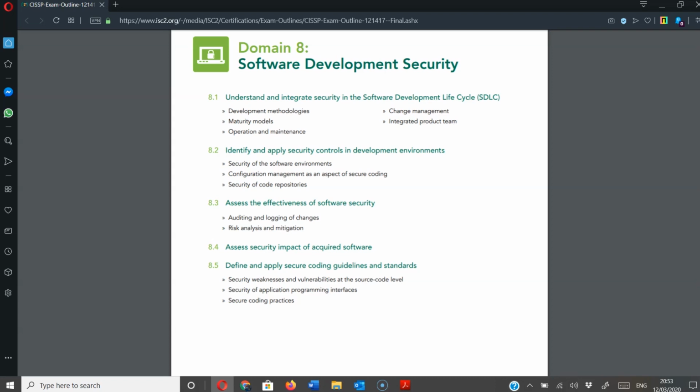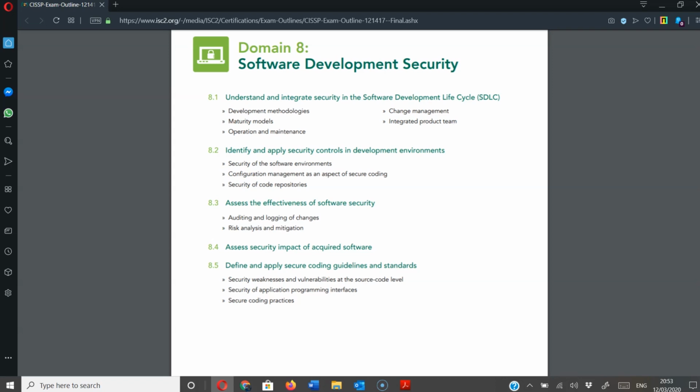So you're looking at the security of software environments that you require, configuration management, auditing and logging of changes, and security impact of acquired software. Now, in this scenario, we talked about developing a software. What if I purchase a third-party software and introduce it into my organization? Now, this software, when integrated, how is it going to impact my current security controls, my current identity access management, my networking, my other applications, my communications? So that's something that you want to assess as well, right?